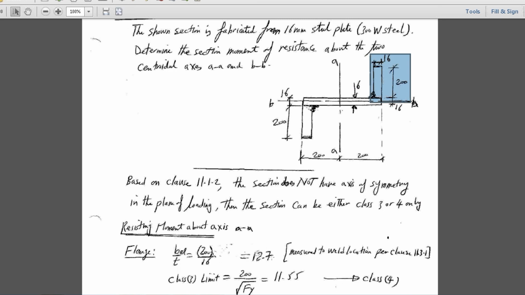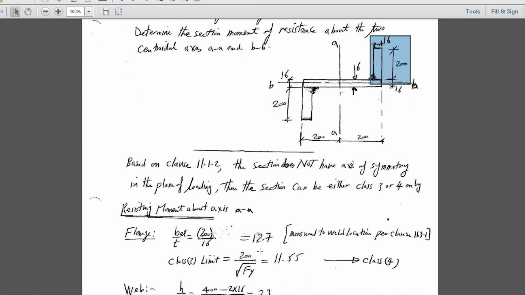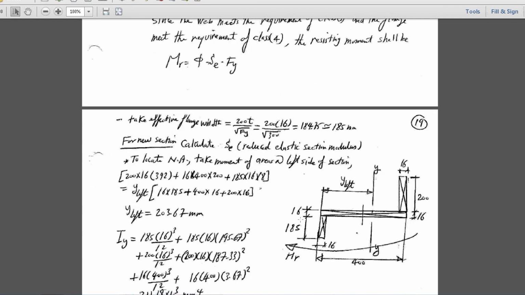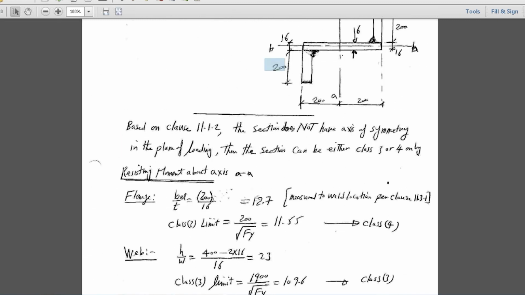And the limit for class 3 here is 200 over 34, so it looks like your b_el over t is more than the limit of class 3. So it should be class 4. So how can we deal with that flange if it's class 4? We shrink it to make it class 3. So how? What we do here, we reduce its width to be 200 t over 35, so it is 185. So 185 rather than using 200.